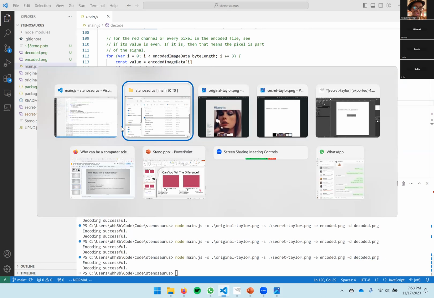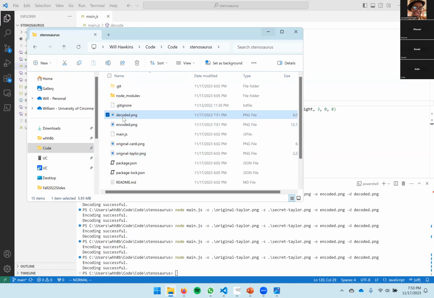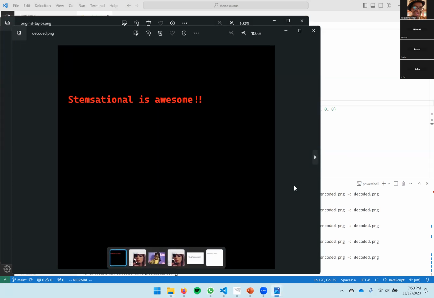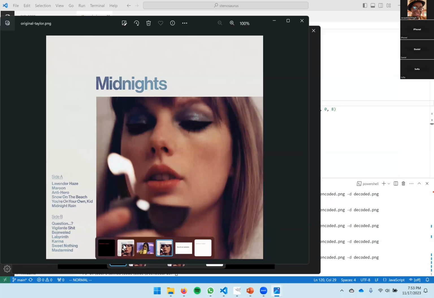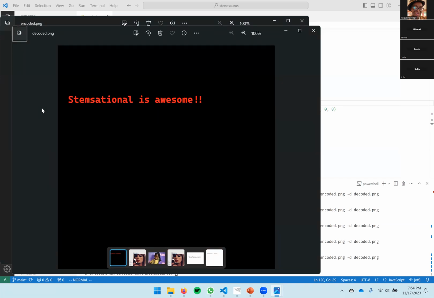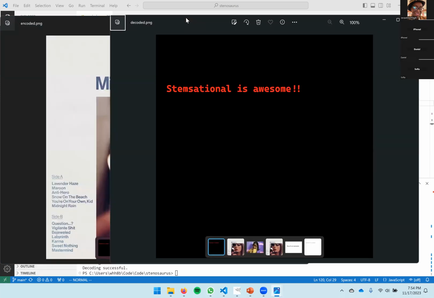Okay, so let's open decoded. There's decoded right there. Again, decoded right there. And let's see. Holy cow, that was in there the whole time. Isn't that awesome? I could give you this image right here, all the way in California, and you could pull back out the secret message and know that you were awesome. In fact, we could put any black and white image in there that we wanted to, and we could do the same thing.